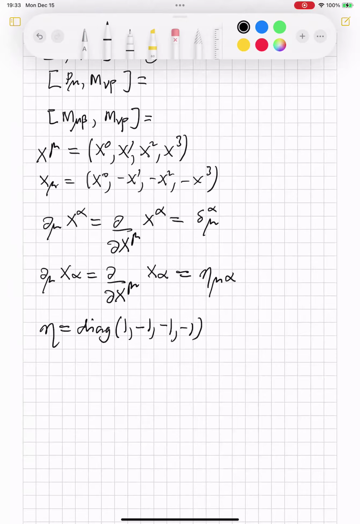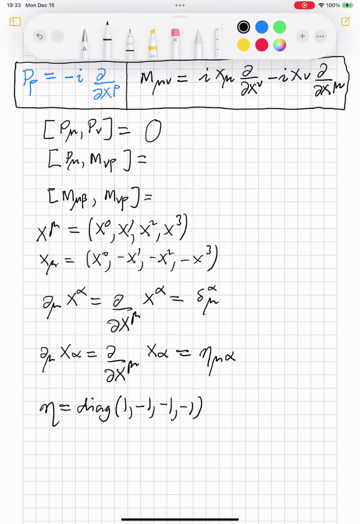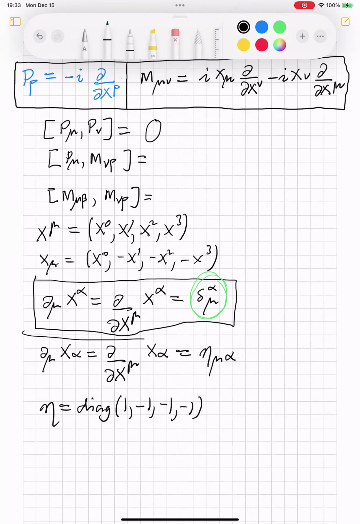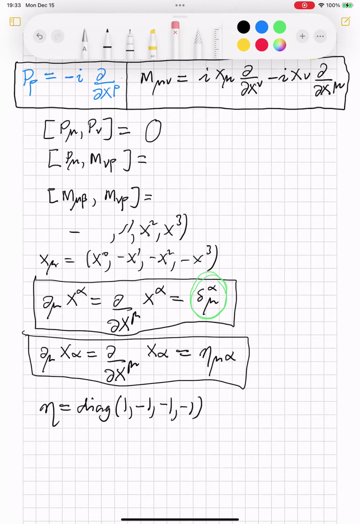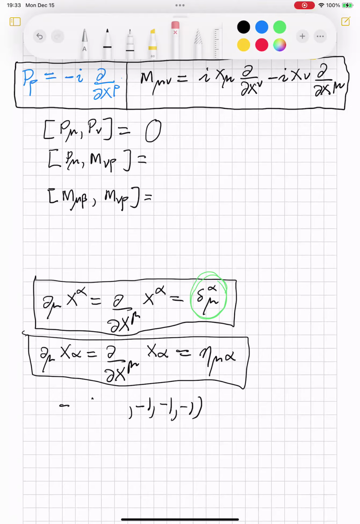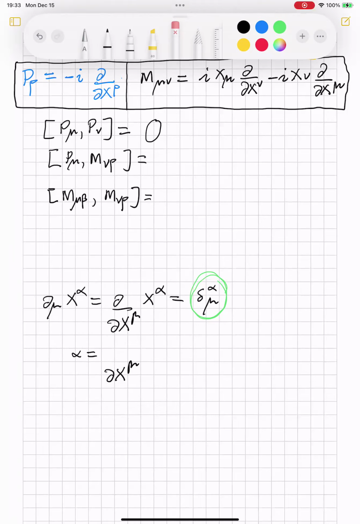Okay, so I'm going to use these derivative formulas freely. When we differentiate with one index down and the coordinate with the index up, we're going to get a Kronecker delta. Remember that, please. And when we differentiate and both indices are down, we're going to get the Minkowski matrix, eta mu alpha. I'm just going to assume that you have committed these formulas to memory. Not so difficult: if there's an index up and an index down, it's the Kronecker delta. If both indices are up or both indices are down, then it is the Minkowski metric.